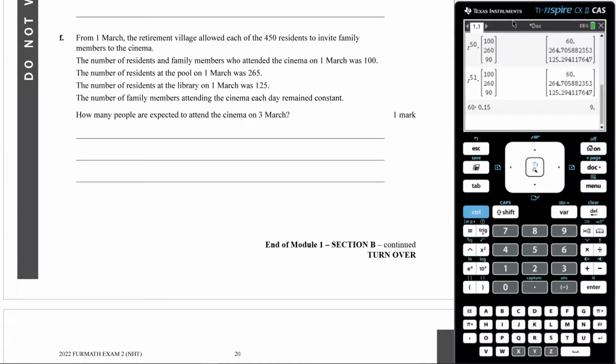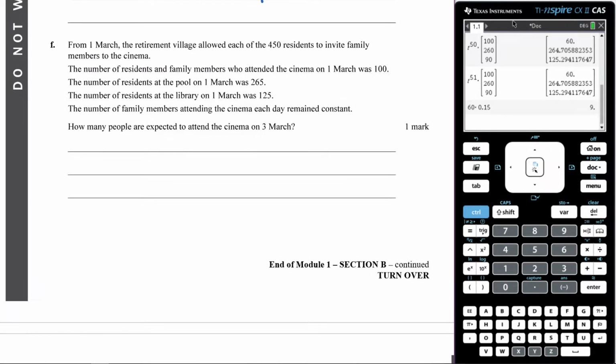All right, let's now answer part F here, and it does look quite intimidating, but let's remain brave and give it a crack. It says, from the 1st of March, the retirement village allowed each of the 450 residents to invite family members to the cinema. The number of residents and family members who attended the cinema on the 1st of March was 100.